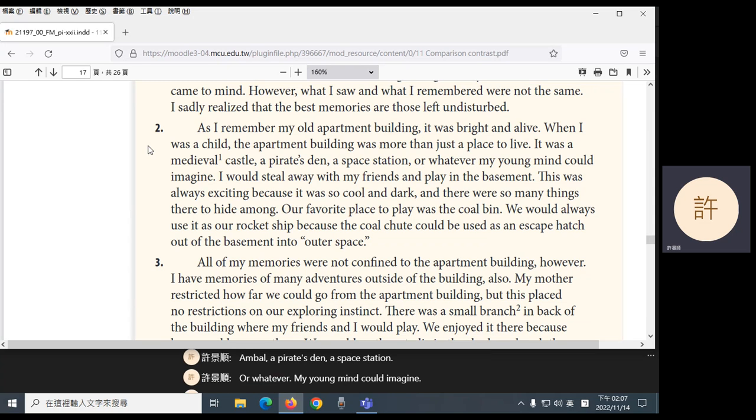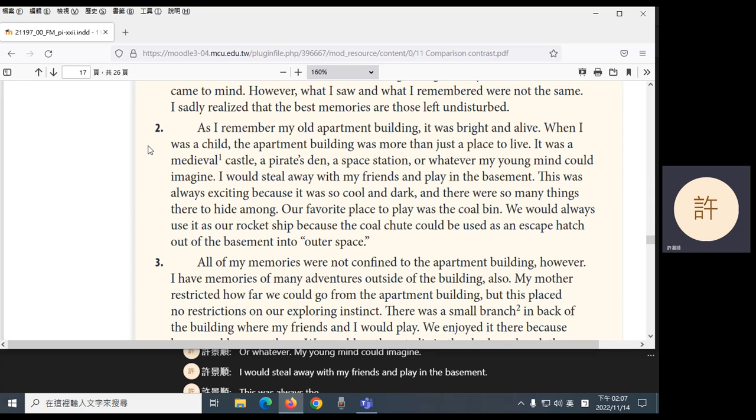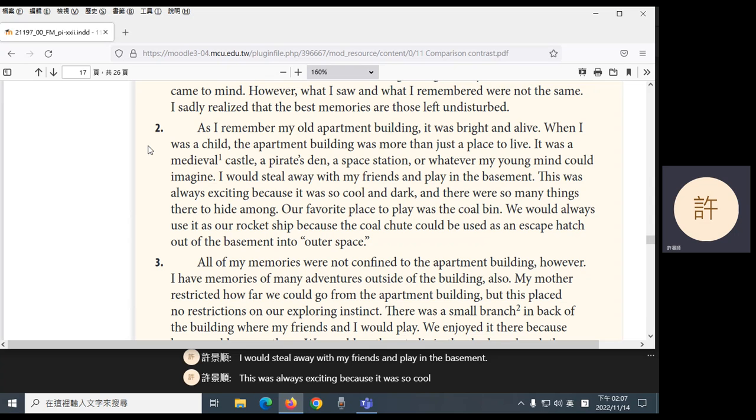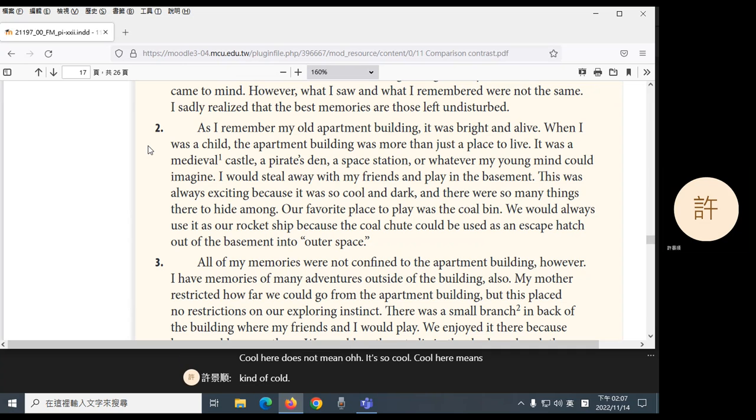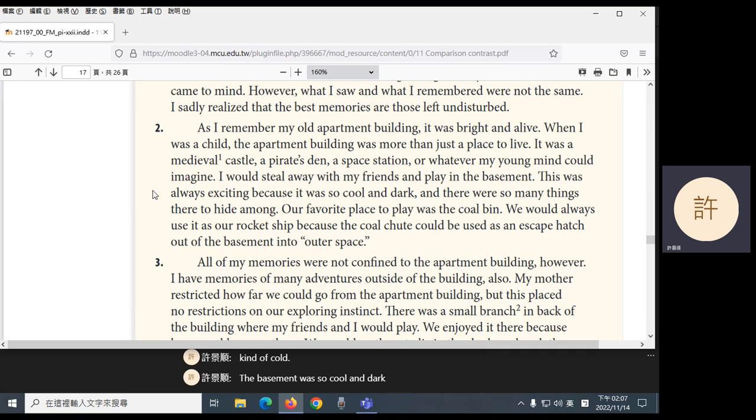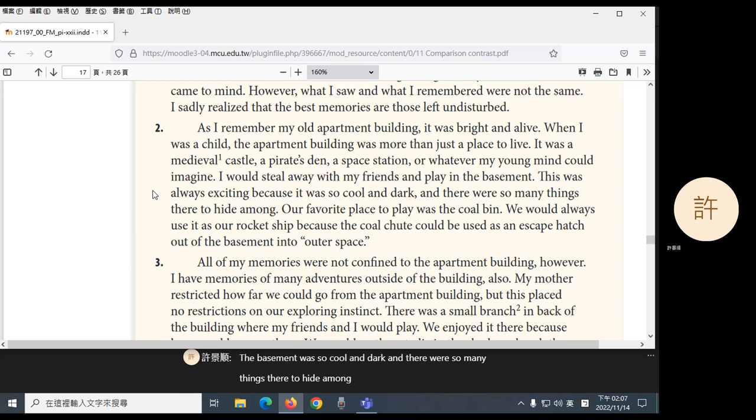I would steal away with my friends and play in the basement. This was always exciting because it was so cool and dark. Cool here does not mean, oh, it's so cool. Cool here means kind of cold. The basement was so cool and dark, and there were so many things there to hide among.